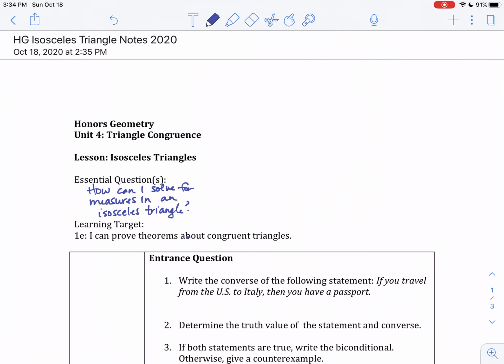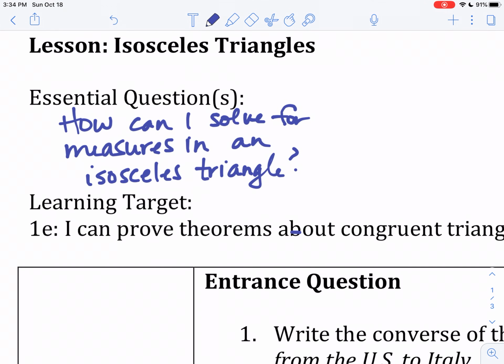Hello, Honors Geometry students. Welcome to our lesson on isosceles triangles. Our essential question is, how can I solve for measures in an isosceles triangle?